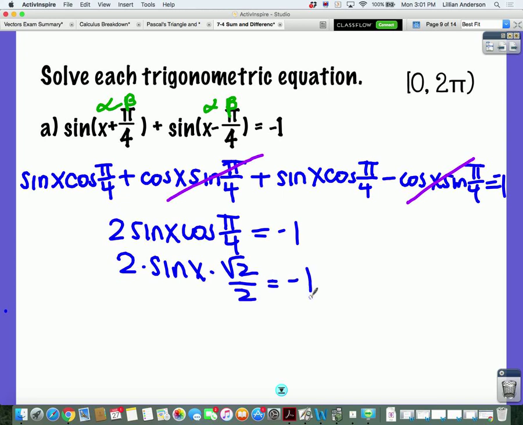Don't freak out. Yes, it's something other than 1 and 0. But what do you notice if you multiply 2 and then square root of 2 over 2? Just 1. It just becomes root 2. Sine x equals negative 1. How? Well, because they're being multiplied. This is technically 2 over 1 times root 2 over 2. The 2's end up canceling out.